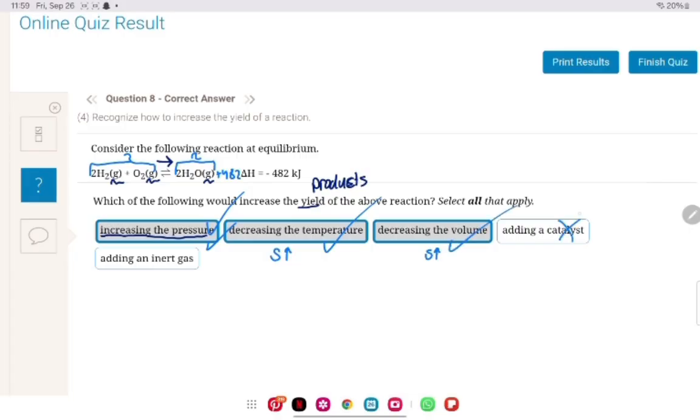Adding a catalyst does not increase or decrease the yield, and it doesn't even affect equilibrium. Like we said, it speeds up the rate of reaction to reach equilibrium faster, but it doesn't affect the equilibrium. And adding an inert gas, like we said, anything in group 18, doesn't affect it.